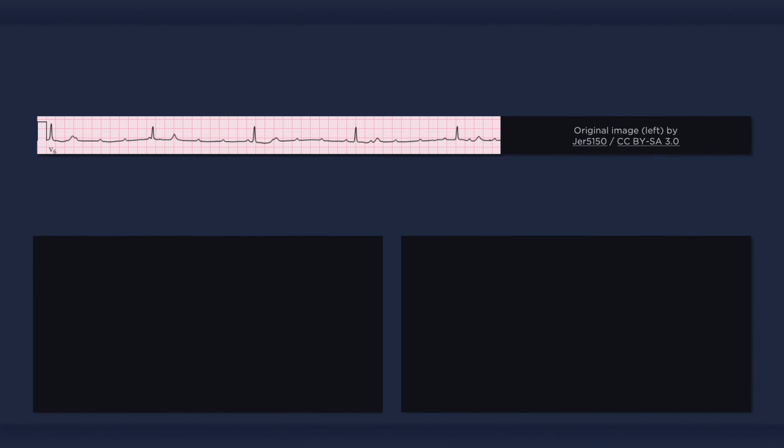With complete heart block, electrical impulses from the atria do not reach the ventricles. Instead, the atria and ventricles are controlled by independent pacemakers. This results in asynchronous activation of the upper and lower chambers of the heart. This is reflected on the ECG as atrioventricular dissociation, in which the P waves and QRS complexes occur completely independently of one another. Now let's take a closer look at this ECG.